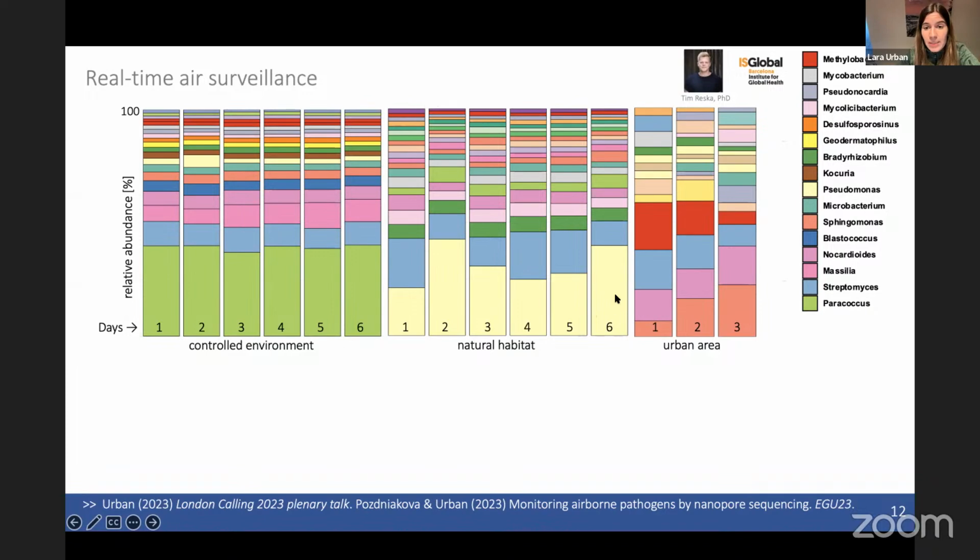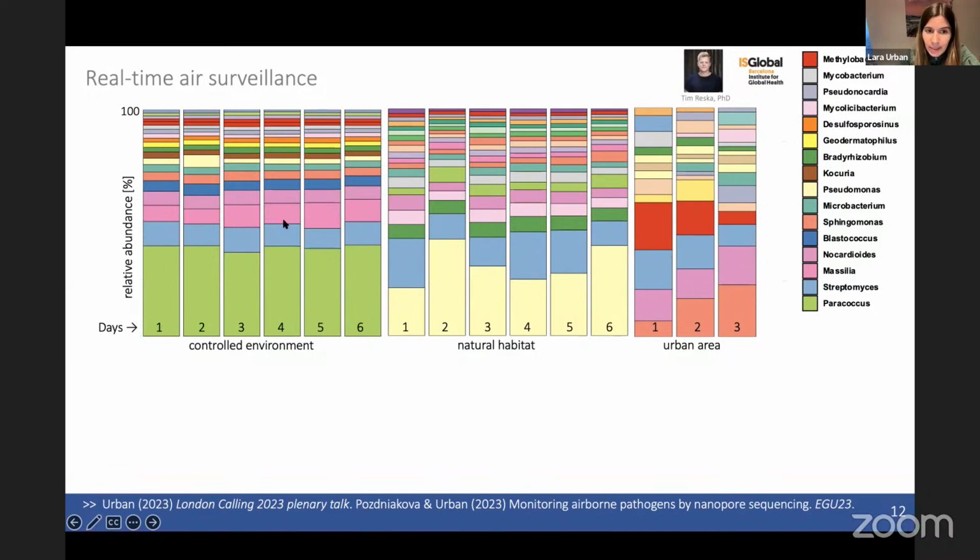But yeah, we were very positively surprised that we could also detect a quiet, stable air microbiome across consecutive days in this natural habitat, which was just a more natural area close to our campus. And even in the urban area, where we have a very small sample size until now and are creating more data right now, we can also relatively stably assess the urban air microbiome.